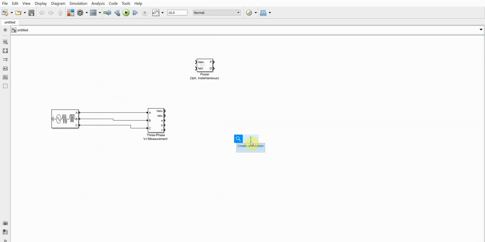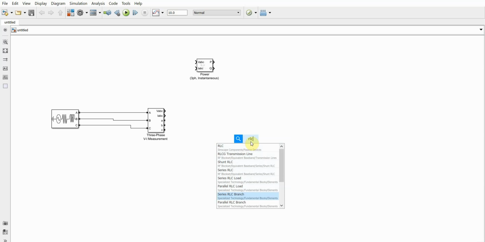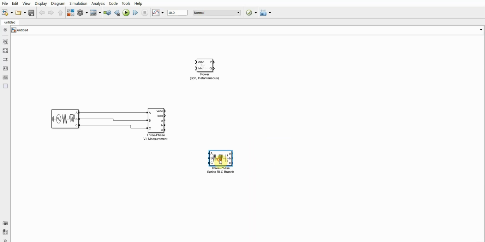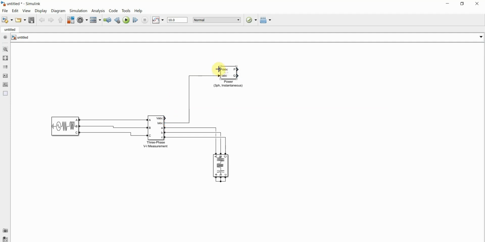I need a load. For that I will take a three-phase RLC series circuit, this one. I will short circuit this, and connect it here. A will be connected to A, B to B, and C to C. Now I want to see what is the active power and what is the reactive power.